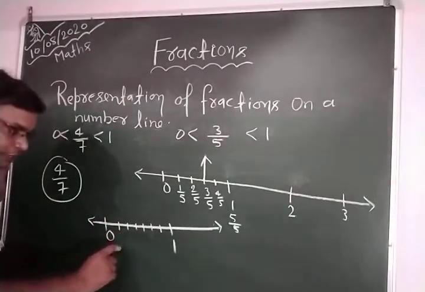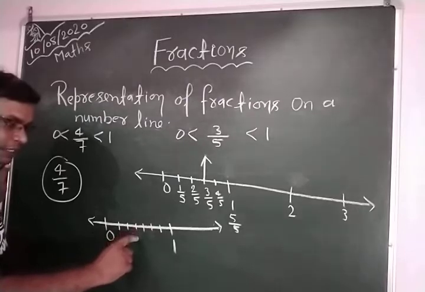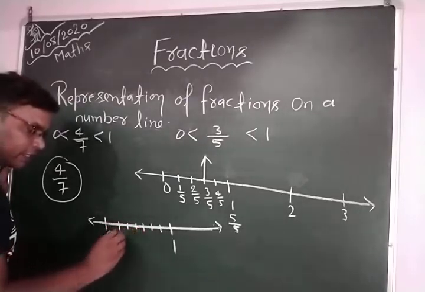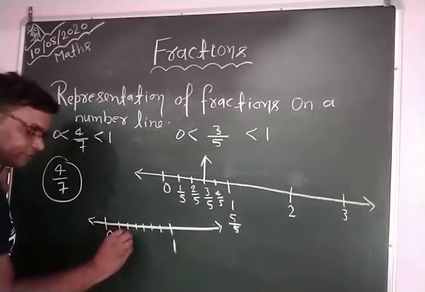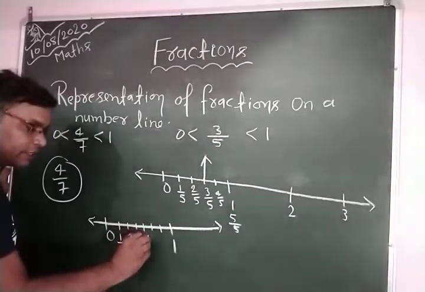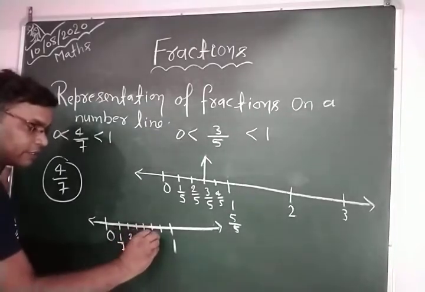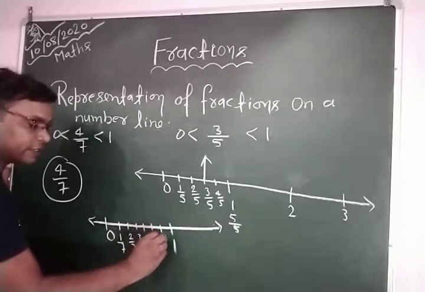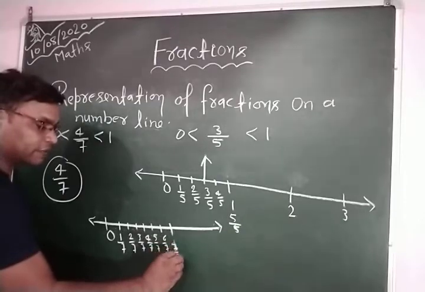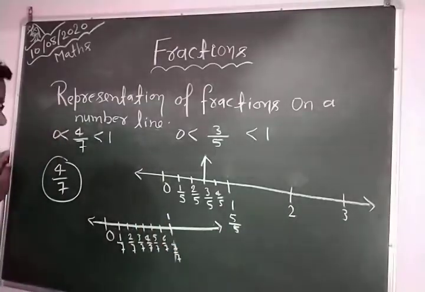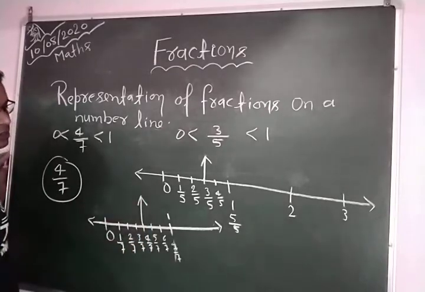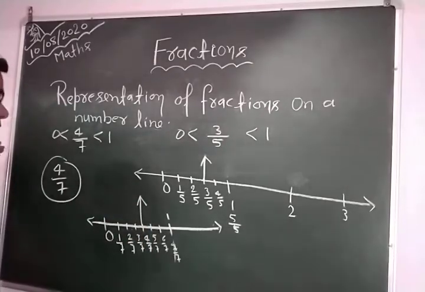These parts are equal to 1 by 7, 2 by 7, 3 by 7. This is 4 by 7. 1, 2, 3, 4. So you can write here 1 by 7, 2 by 7, 3 by 7. This is 4 by 7, 5 by 7 and 6 by 7, and this is equal to 7 by 7 or 1. Okay. So we represent here 4 by 7 on the number line.